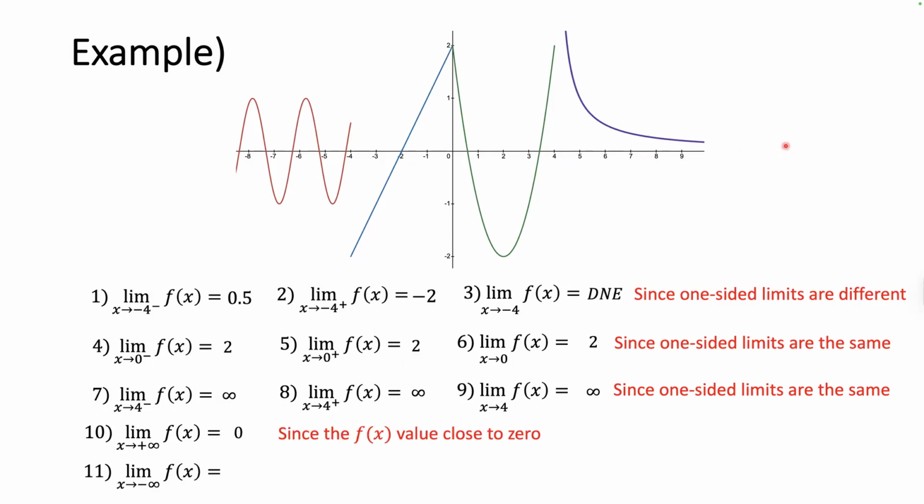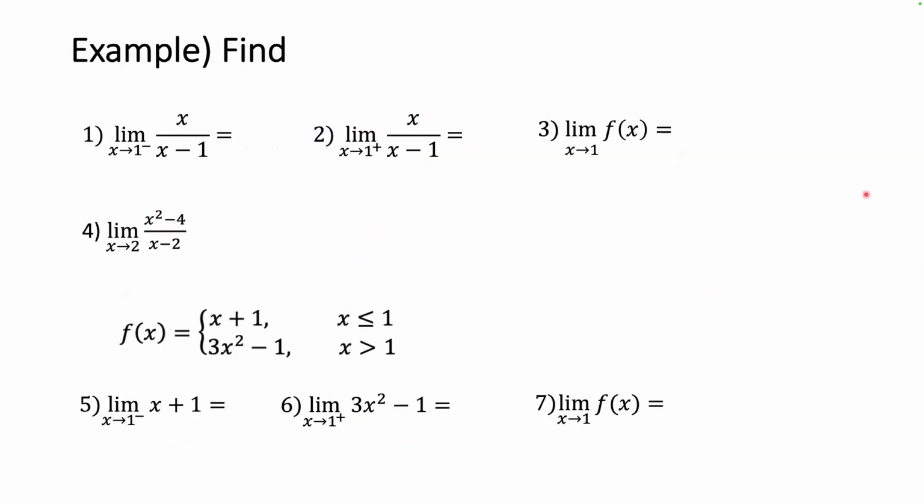The last question asks for the limit of the oscillating graph as x approaches negative infinity. When you see the graph, the f(x) value keeps going up and down when x approaches negative infinity. We can't determine the limit's value since the result oscillates without converging to a single value. Therefore, the answer to this question is D and E since it keeps oscillating. Let's check your understanding with the following question.